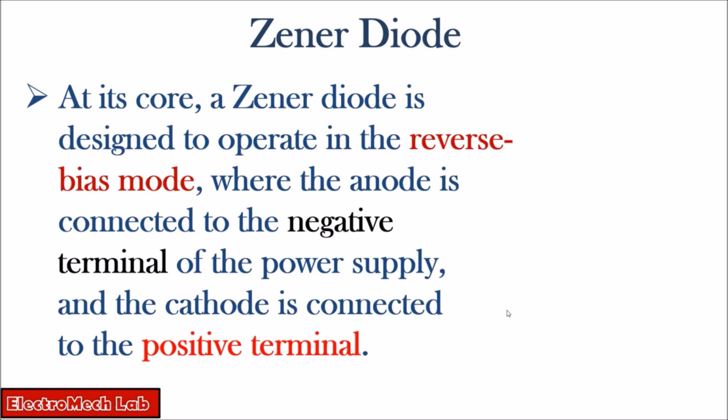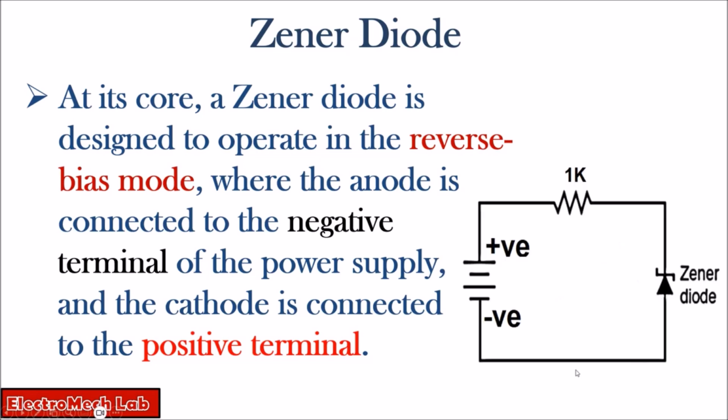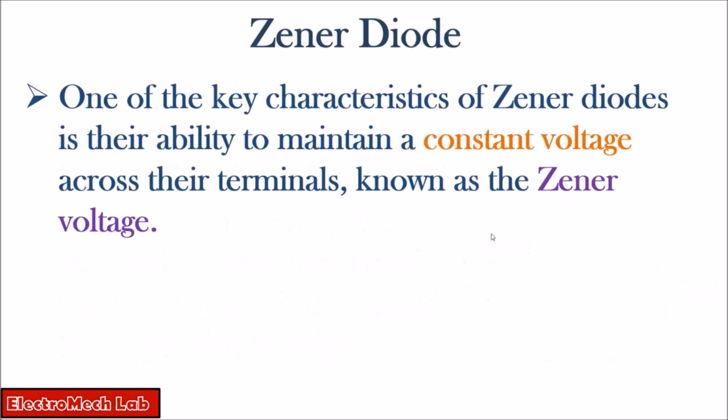At its core, a Zener diode is designed to operate in reverse bias mode. It does not work in forward bias mode. In reverse bias mode, its anode is connected to the negative terminal and cathode is connected to the positive terminal. You can connect it like this, so anode is connected to negative and cathode is connected to the positive of the power supply.